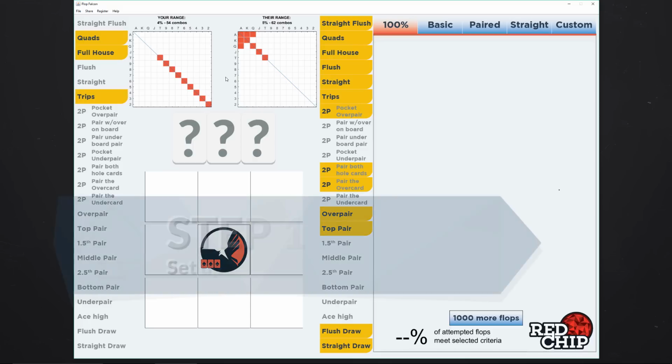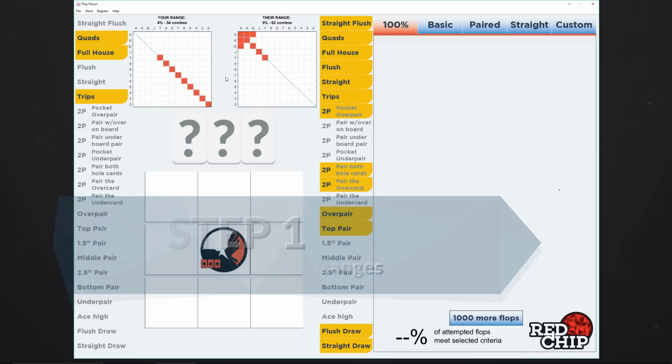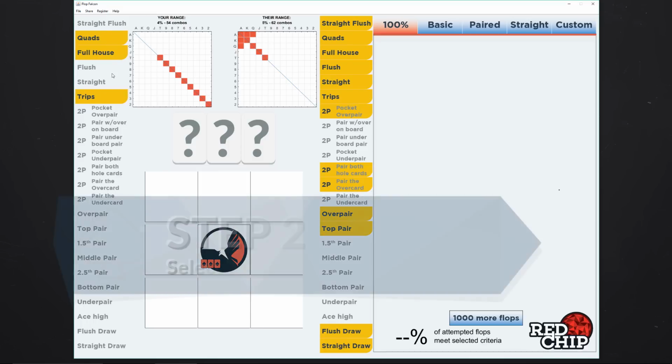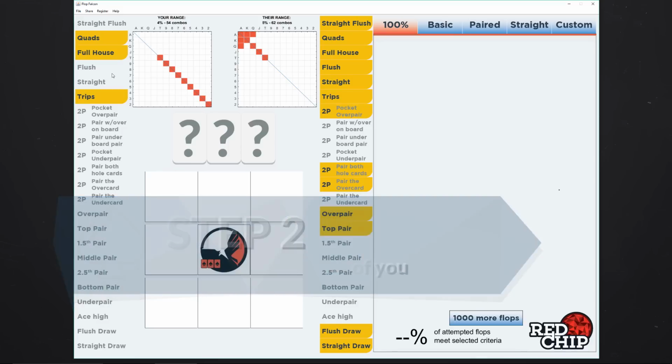So as always, start by selecting hands and or ranges. Next, you want to start by selecting hits. We're going to do a full video in the future all about what a hit or a miss is and how to generalize strategy around that. But for the time being, I'm just going to do it in very broad strokes. Essentially with hits, I'm going to be selecting all the hand strengths and hand categories that I think are strong enough to continue with on the flop.